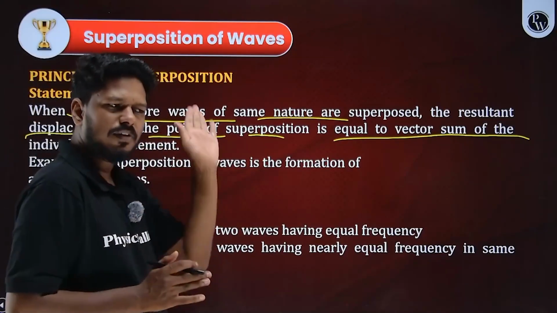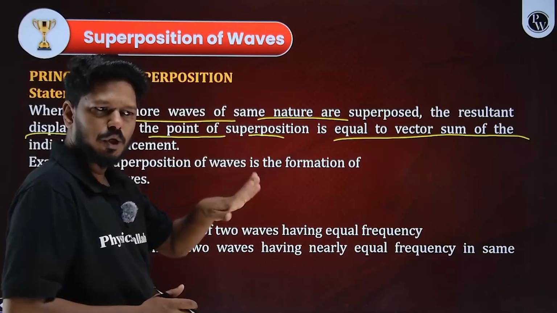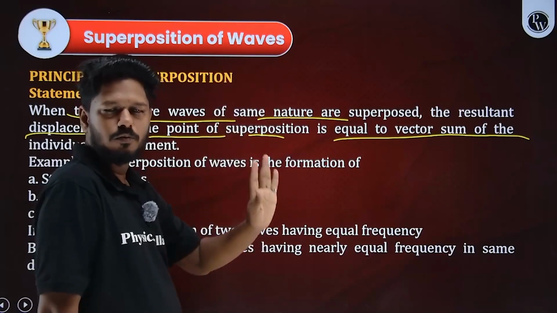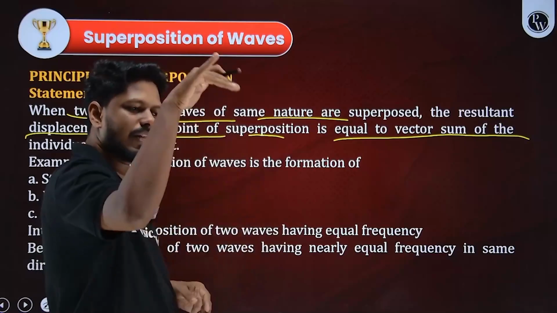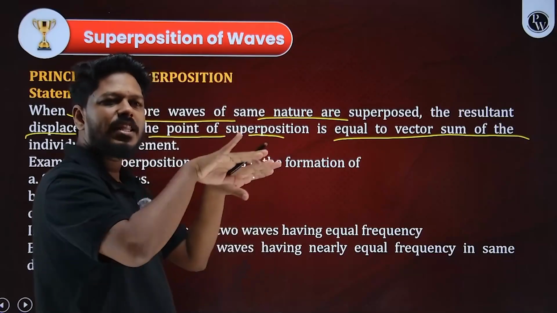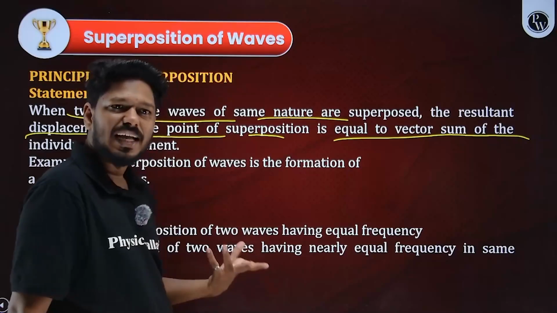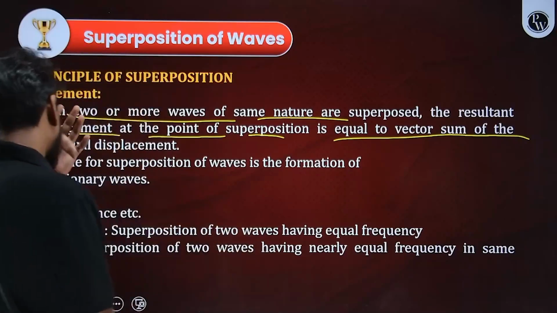So if I have one wave, it is going to have up and down motion, right? It is going to have some maxima, minima. I have another wave, it will have up and down motion. If I add them both, I will get some resultant value, correct? So that is what superposition is.